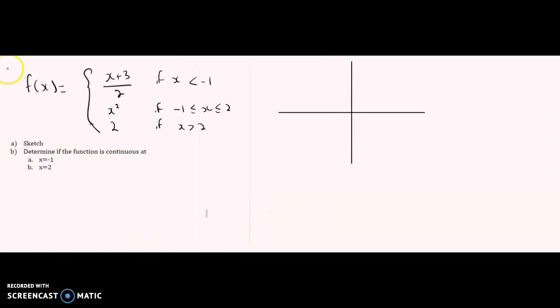So I will call this example 1. And this is my function here. It's called a piecewise function, where it's defined in pieces. This is one piece, and one piece. My first part says to sketch, and then it says to determine if the function is continuous at these 2 points.